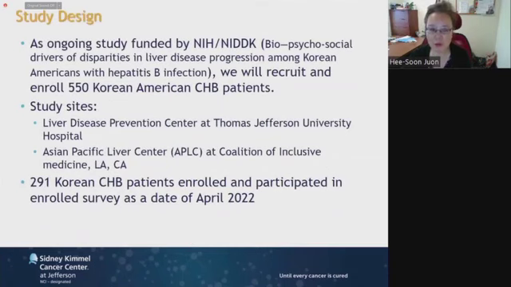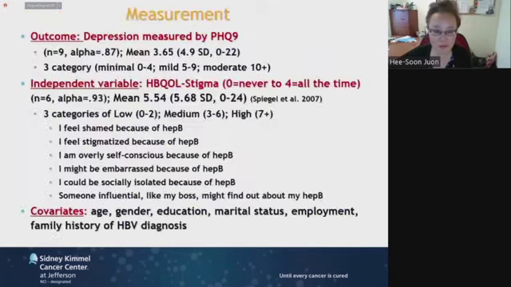This is a part of an ongoing study funded by NIH and NIDDK. We will recruit and enroll 550 Korean American CHP patients from 2 study sites. One site is the Liver Disease Prevention Center at Thomas Jefferson University Hospital, and the other is the Asian Pacific Liver Center in Los Angeles. So far, we have recruited 291 Korean CHP patients, and they participated in our enrollment survey. For this presentation, I'm using this 291 sample.